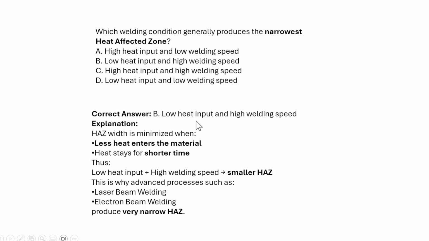Low heat input and high welding speed: HAZ width is minimized when less heat enters the material. The heat is short in time. Thus low heat input plus high welding speed results in a smaller HAZ. This is why advanced processes such as laser beam and electron beam produce a very narrow HAZ.